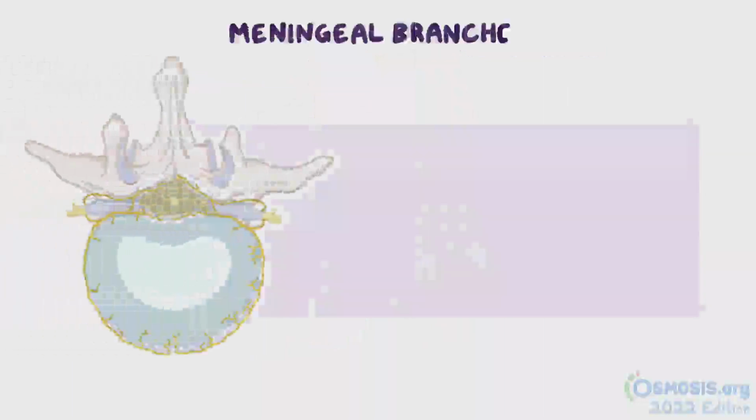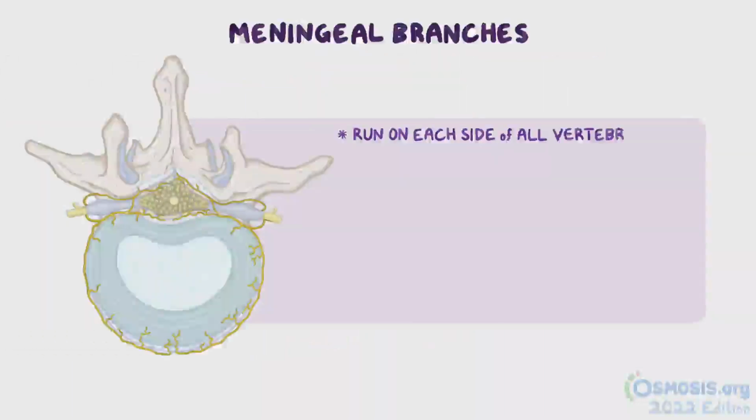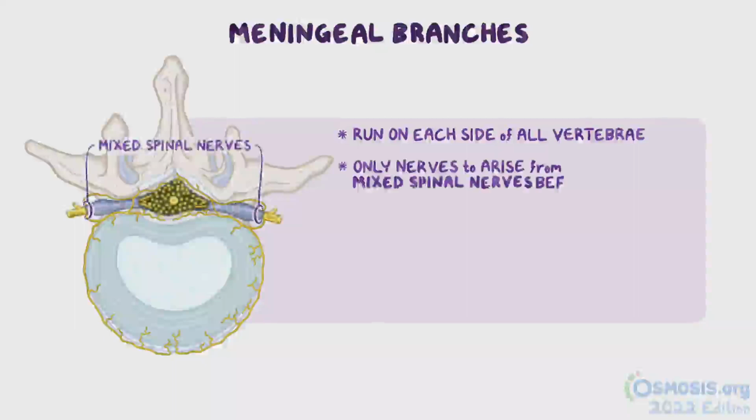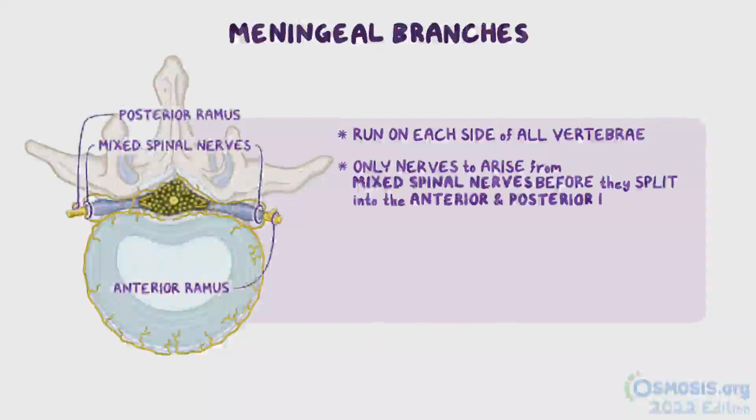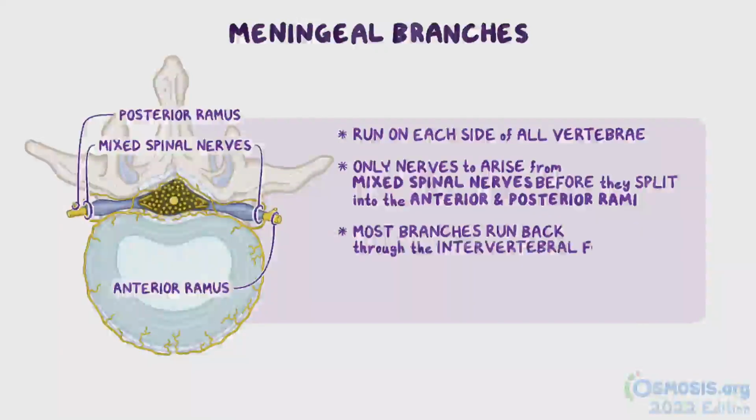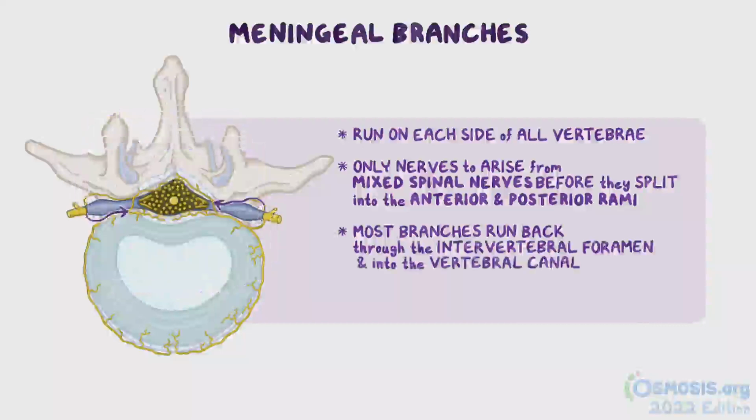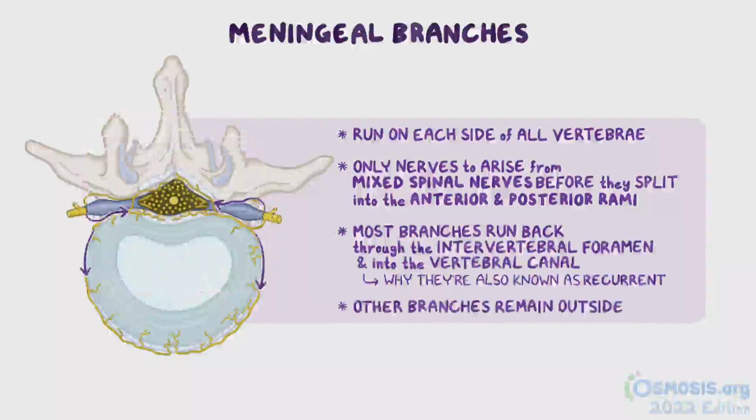The meningeal branches, which run on each side of all vertebrae, are special because they're the only nerves to arise from mixed spinal nerves before they split into the anterior and posterior rami. Most of these branches run back through the intervertebral foramen and into the vertebral canal, which explains why they're also known as the recurrent meningeal nerves, while other branches remain outside the vertebral canal.